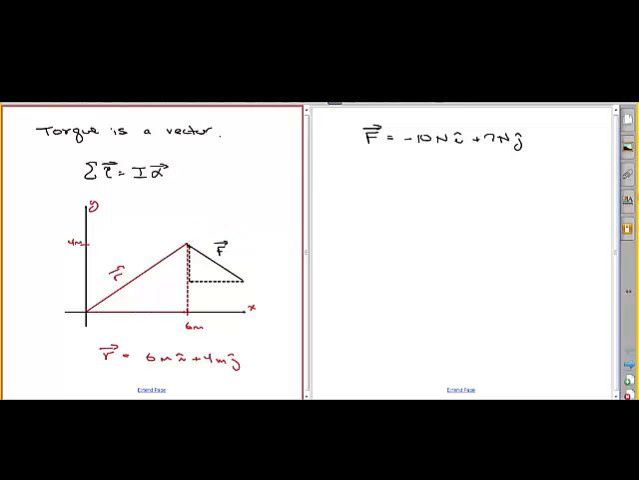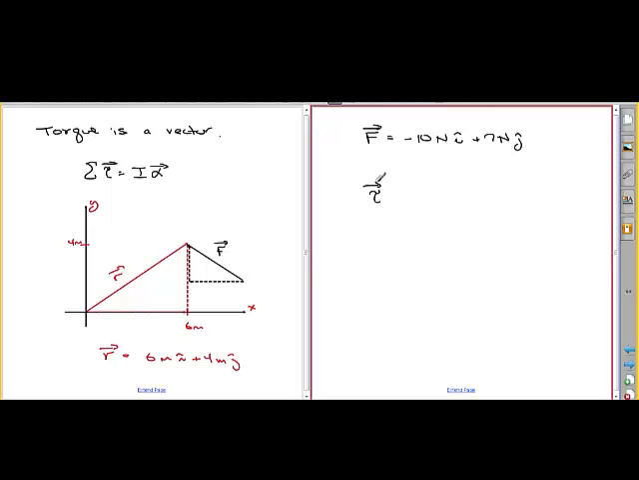Okay, so what's different calculus-based? Well, the torque vector is equal to the force vector crossed with the r vector. So here's our r vector, here's our F vector.